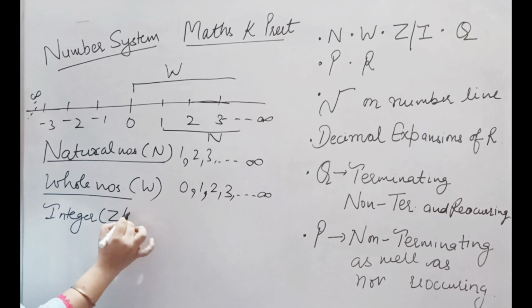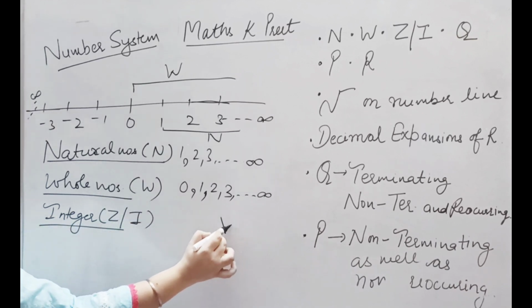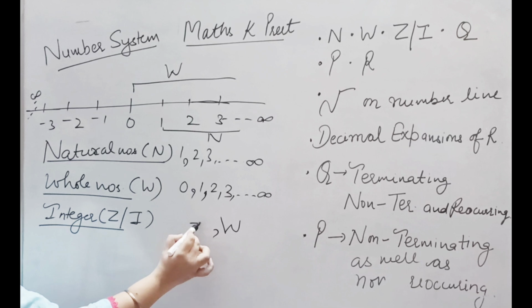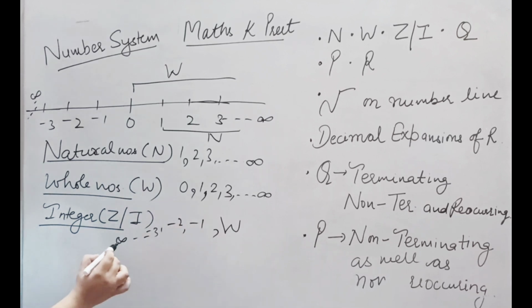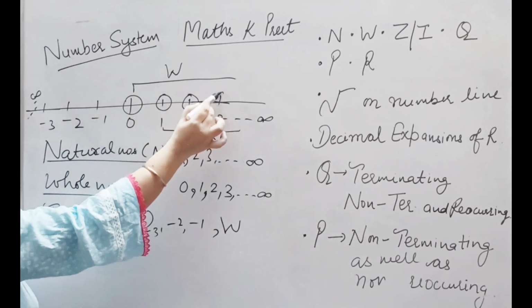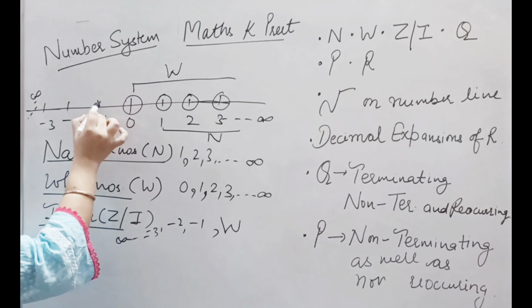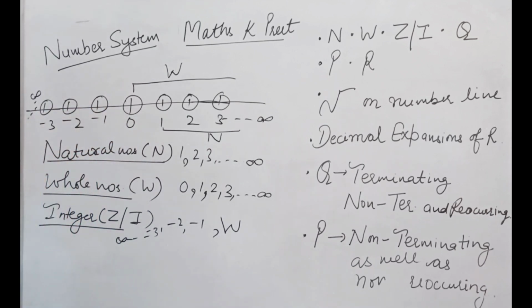Notation is capital Z or I. So these are basically the whole numbers with negative counting numbers up till minus infinity. So all these numbers 0, 1, 2, 3 so on till positive infinity and the negative counting numbers as well gives us the integers. Next are the rational numbers.